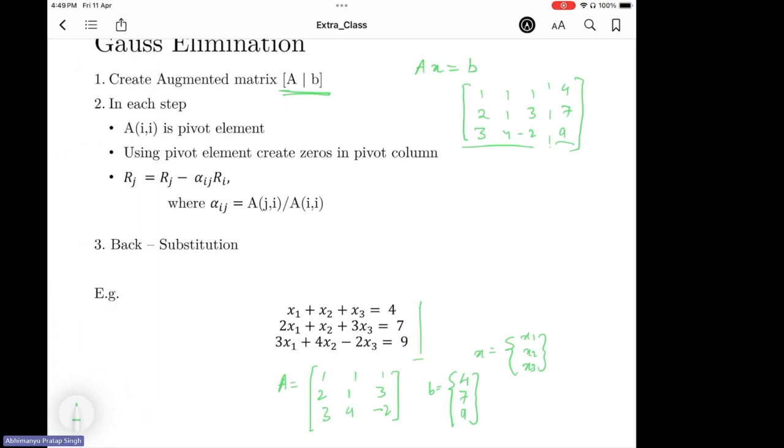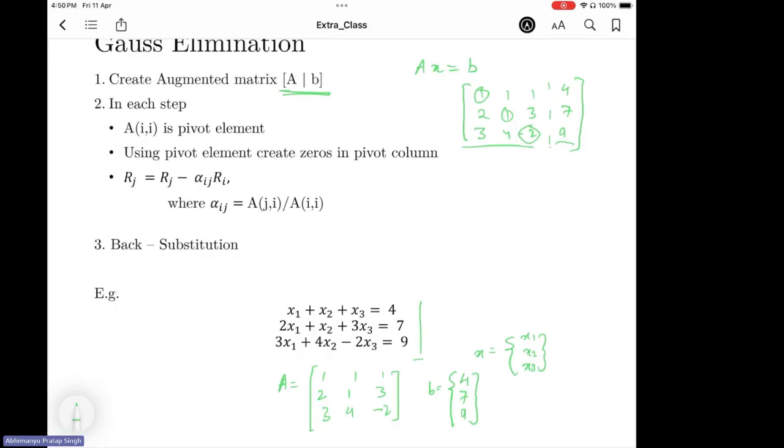So what we usually do is we take the pivot element. What is a pivot element? The pivot element is the diagonal element of this matrix. So for this first row, this would be A11. For the second, A22, and then A33. We take that as the pivot element, and we try to make all the other elements of that column zero.